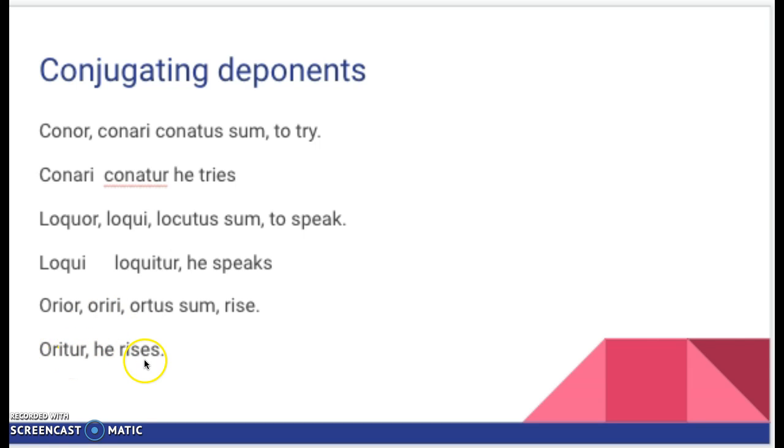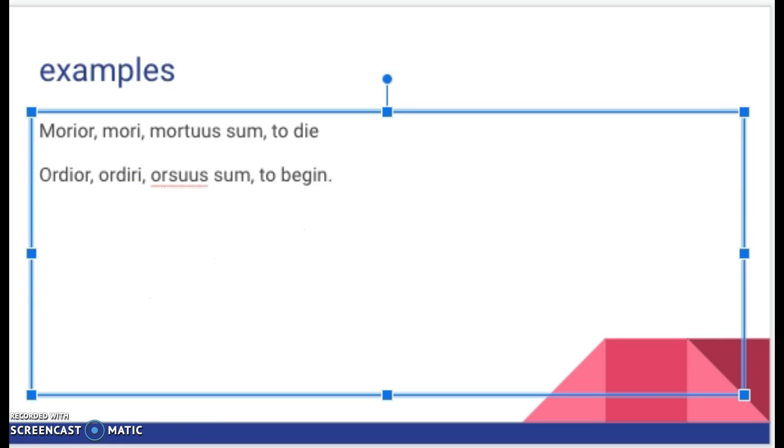For example, here we have he rises and he speaks. Try conjugating the following verbs in the third person singular form.